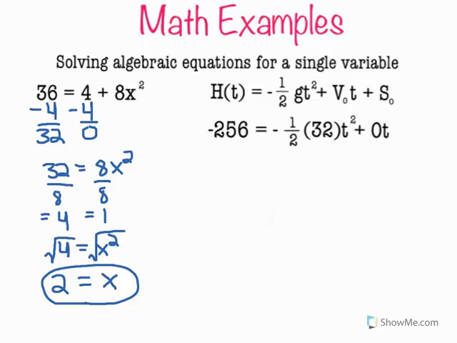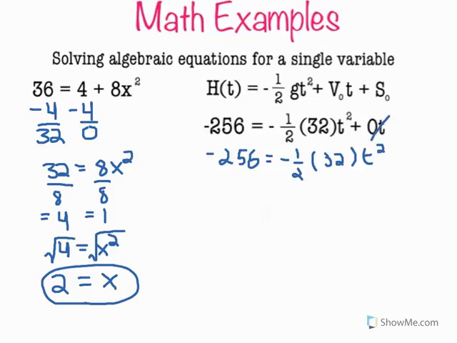Our equation is negative 256 equals negative 1/2 times 32 times t squared plus 0t. Since 0 times any number is 0, then we can remove 0t from our equation. Our equation now reads negative 256 equals negative 1/2 times 32 times t squared. First, to simplify, let's take negative 1/2 times 32. Multiplying a number by 1/2 is like dividing it by 2. So what's 32 divided by 2?